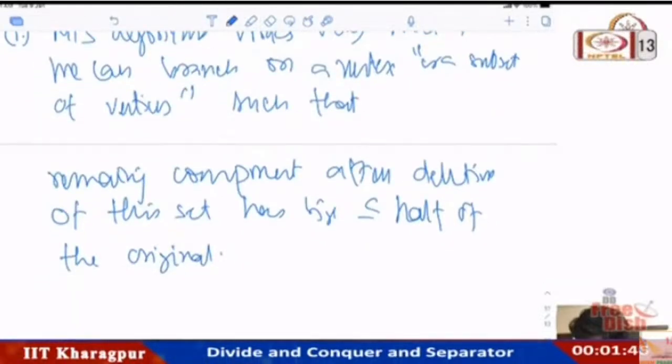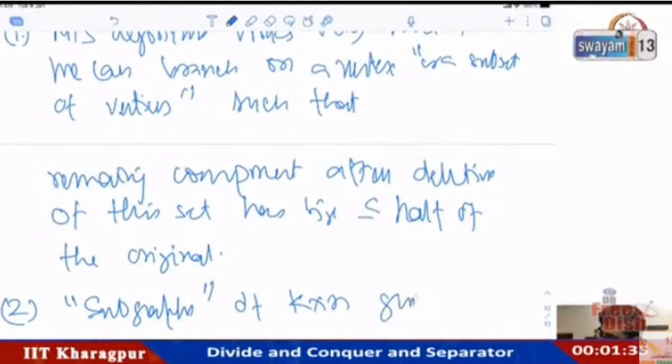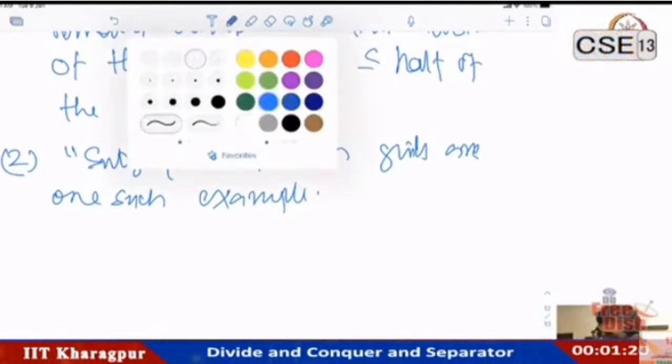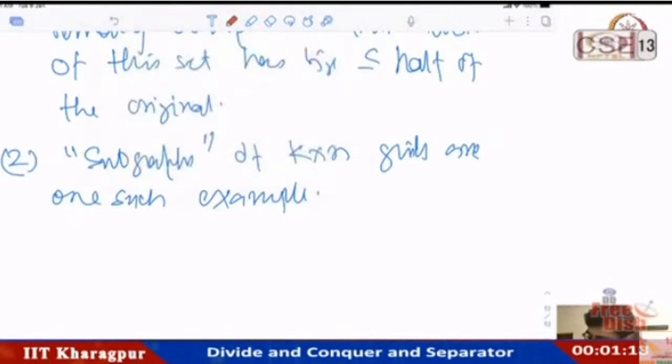And secondly, we saw that subgraphs of K cross N grids are one such example. Okay? So let me end this class with two questions, and we will try to find answers to these two questions in the next lecture.